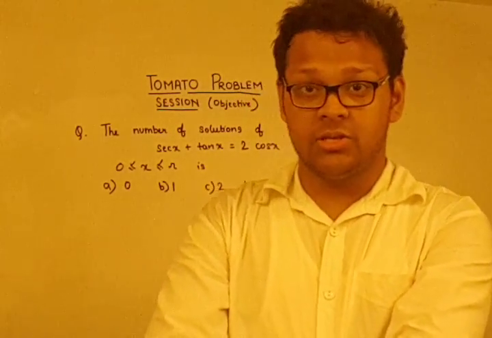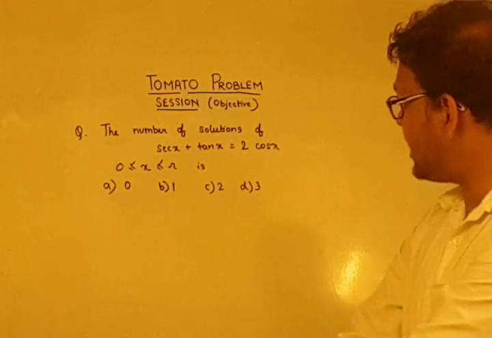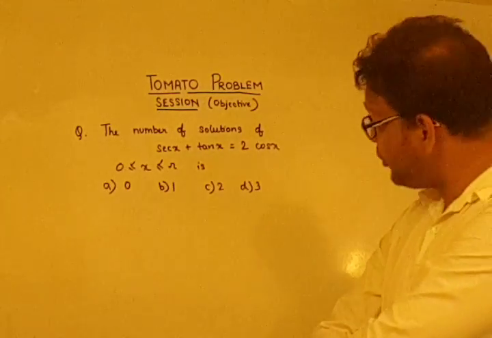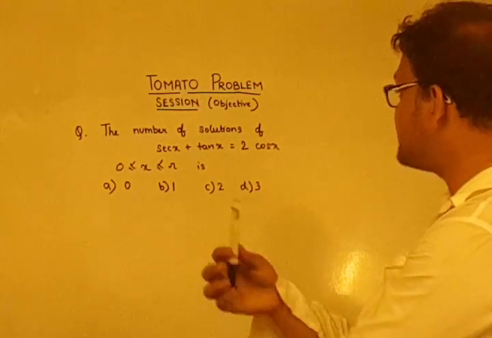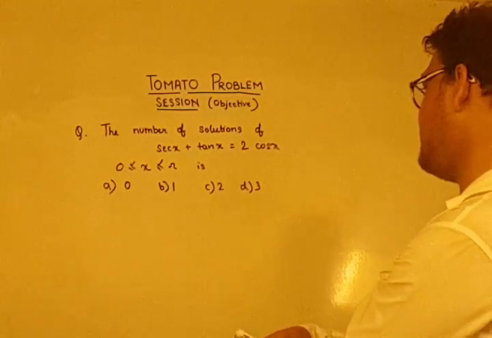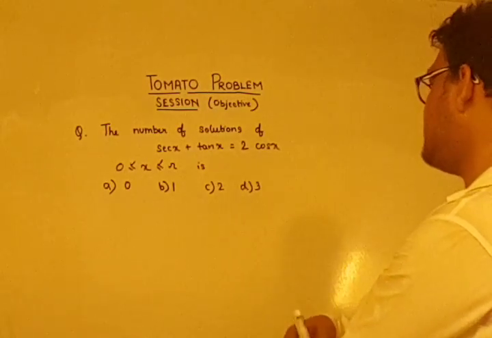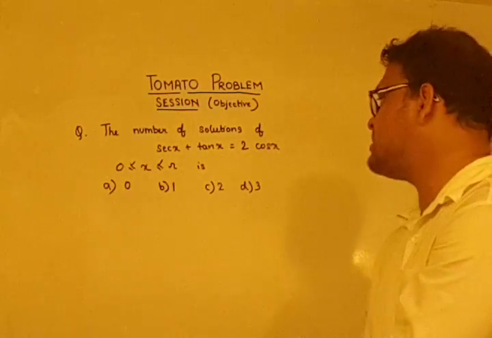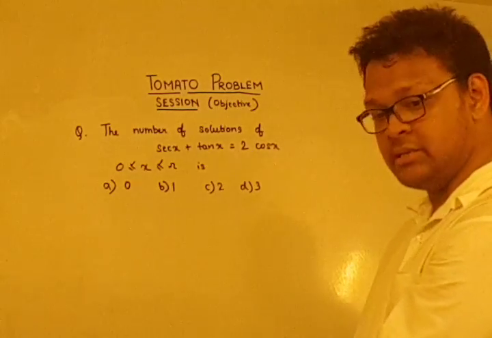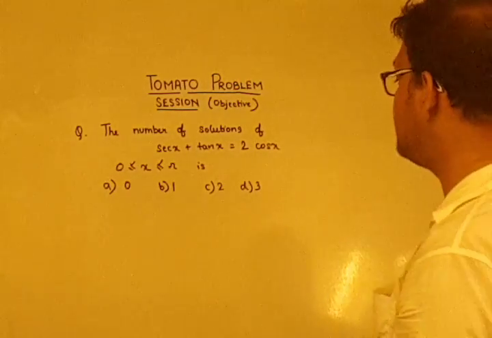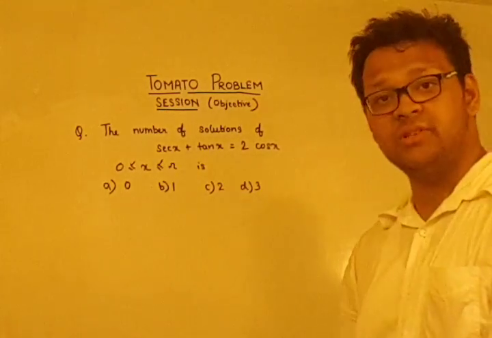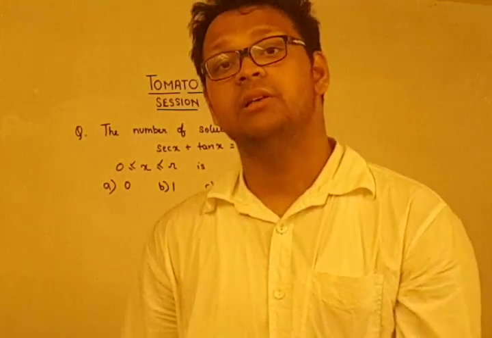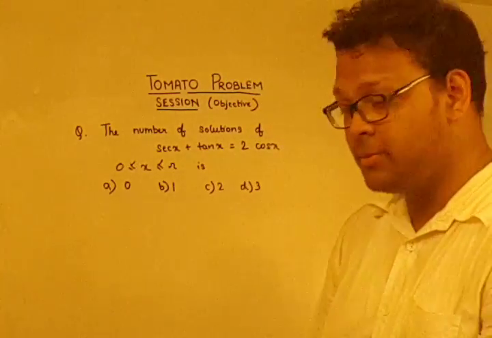So this is the first question for the day, and this is from trigonometry, from the general solutions part. The question says: the number of solutions of sec x plus tan x equals 2 cos x, for 0 less than or equal to x less than or equal to pi, is option A 0, option B 1, option C 2, and option D 3. You need to find the number of solutions of this equation. I give you some stipulated amount of time to solve this problem, and then I'll come back to the solution.